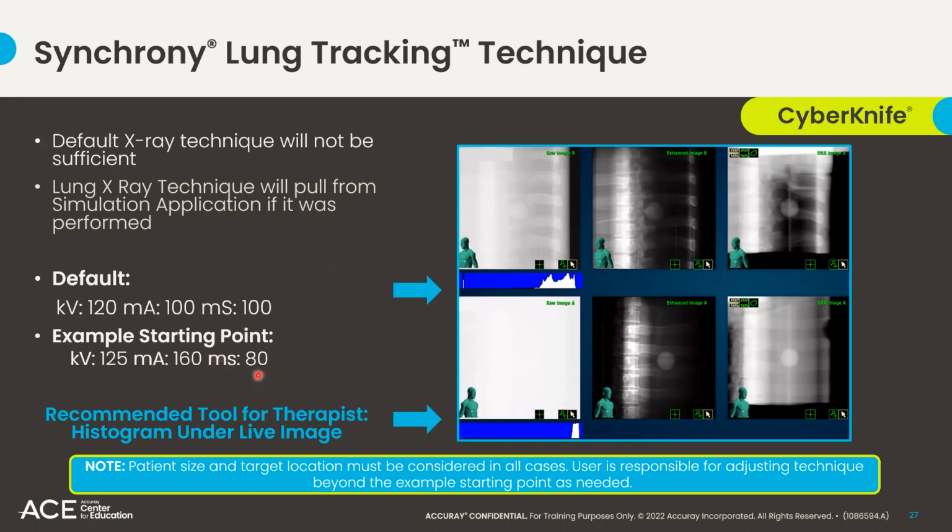If you're still seeing some motion on your image, you can further reduce your ms to 64 or even 50, and then in turn, increase your mA to compensate.